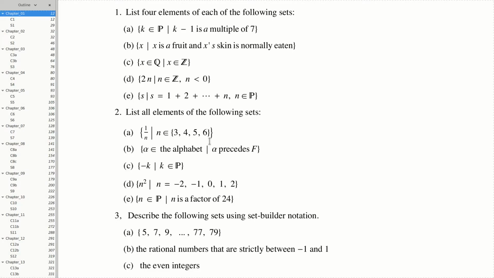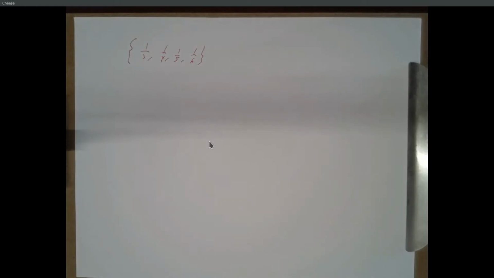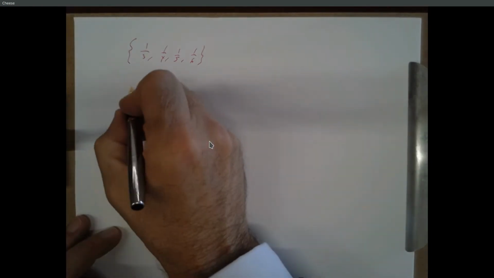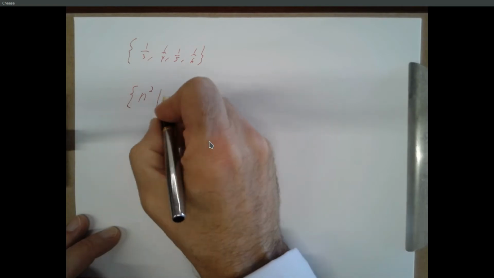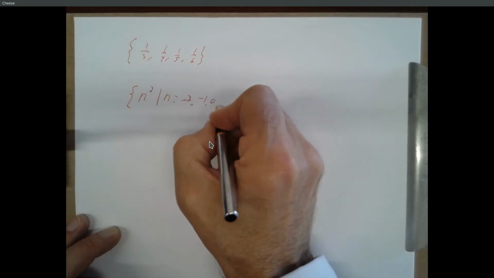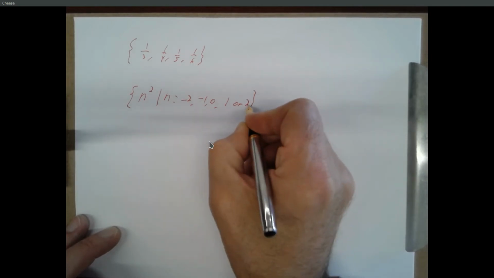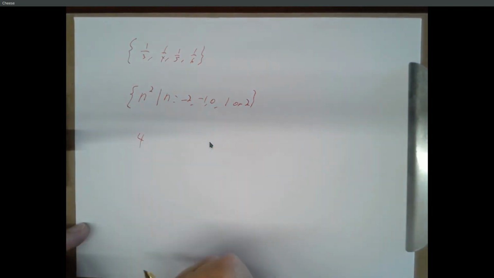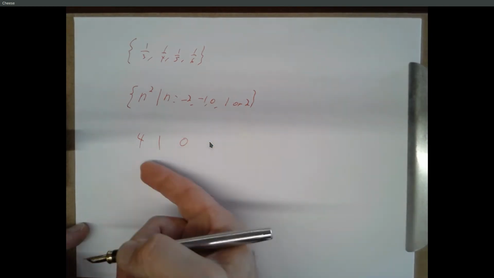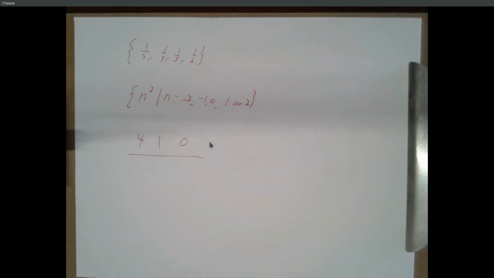So that's 2A would be 1/3, 1/4, 1/5, 1/6. Part D is the set of n squared such that n equals -2, -1, 0, 1, or 2. So again, you let n be each of those possible values, and for each of those you evaluate the thing on the left of the such that. So -2 squared, -1 squared, 0 squared, 1 squared, and 2 squared. And so -2 squared is 4, -1 squared is 1, 0 squared is 0, 1 squared is 1, 2 squared is 4. So these are the elements of the set, right?